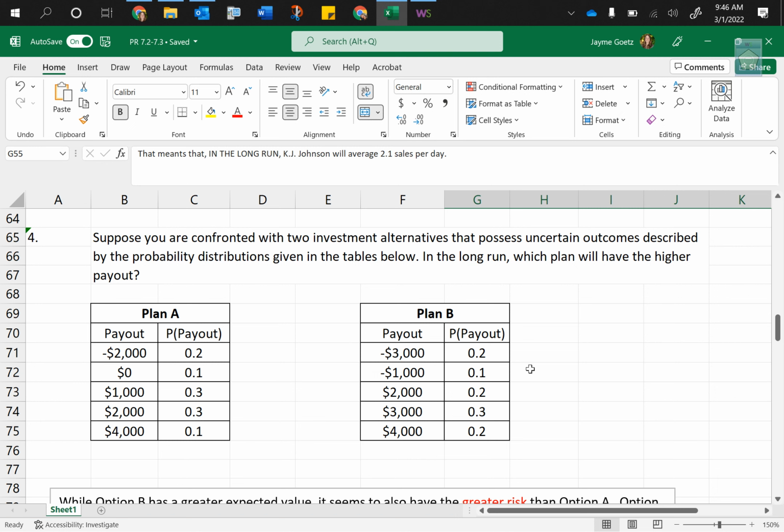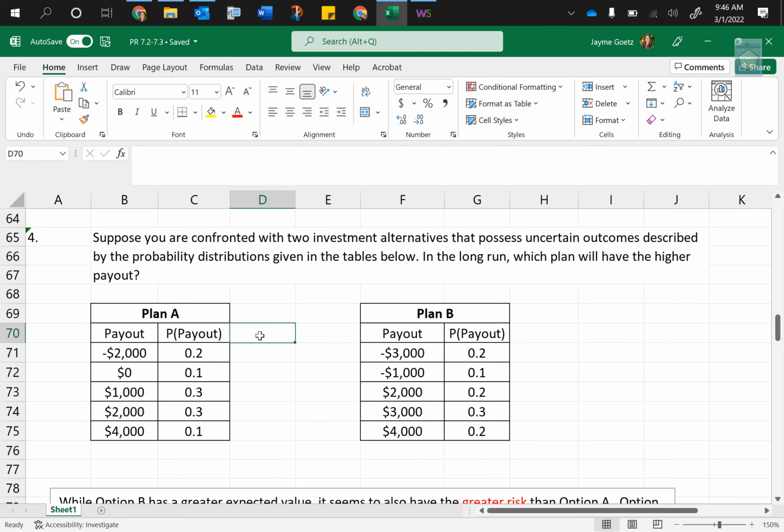You're not going to make any money out of this investment. There's a 0.3 probability that you could make $1,000 out of this investment. Do you understand how this table reads? So you're investing the money. There's plan A on the left, there's plan B on the right. Okay? I want to know, in the long run, which plan is going to have the higher payout. So to figure that out, we need to find the expected value.